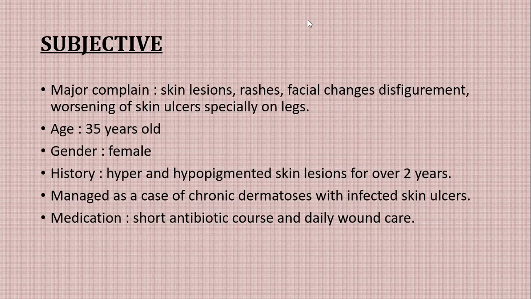Age is 35 years old, gender female, with a history of hyper- and hypopigmented skin lesions for over 2 years. She was managed as a case of chronic dermatosis with infected skin ulcers, which means it was not known to be leprosy at that stage. They managed this disease as chronic dermatosis, not leprosy. Medications were short antibiotic courses and daily wound care.